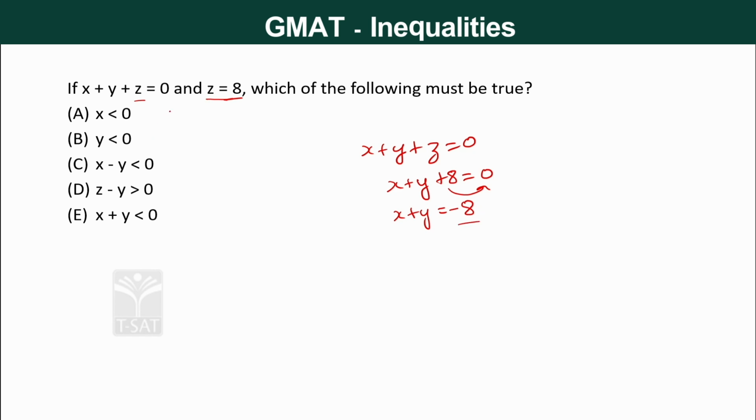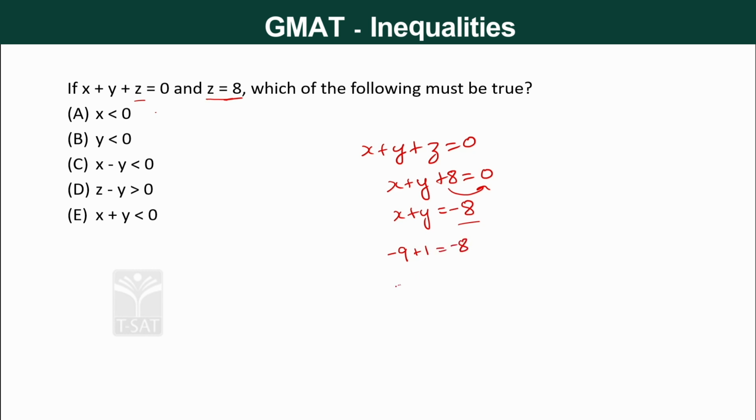Let us look at the options here. x is less than 0. It can be less than 0, but we cannot definitely say it. Or y is less than 0, again it can be negative or it can be positive. If we say x is minus 9 and y is plus 1, then this also satisfies the equation.